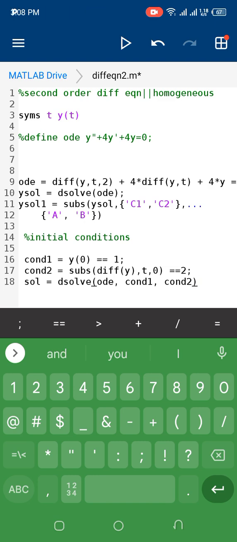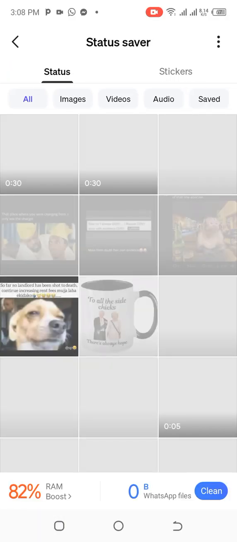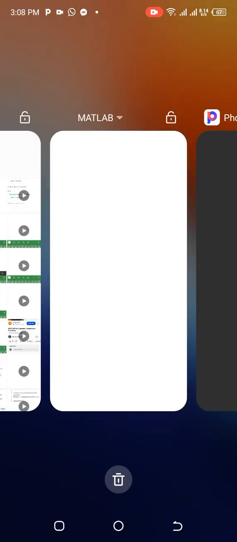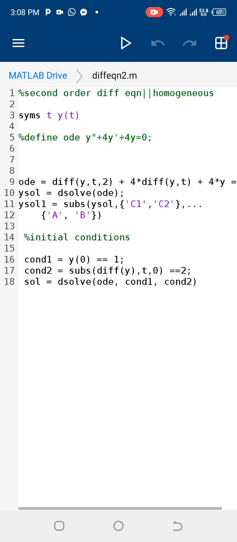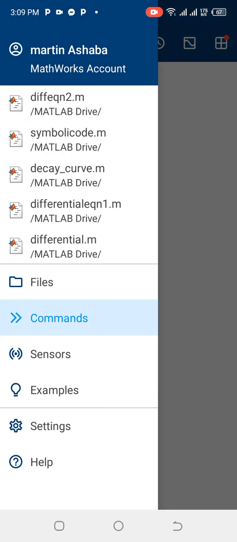Okay, so let's run this. When you run, you see, using now the initial conditions, our solution is exponential of negative 2t times 4t plus 1. So that is our final solution of the ordinary differential equation.